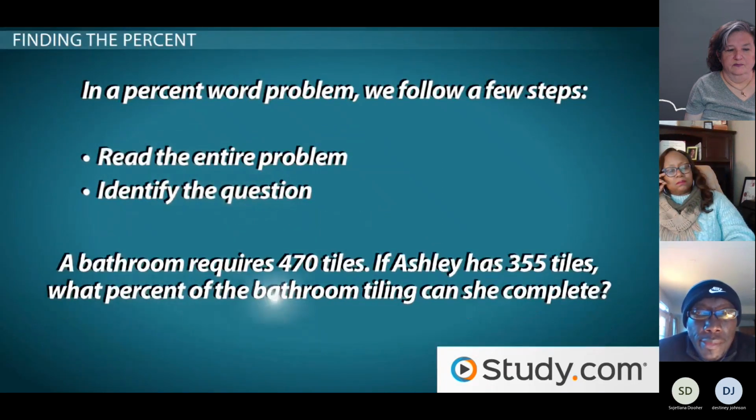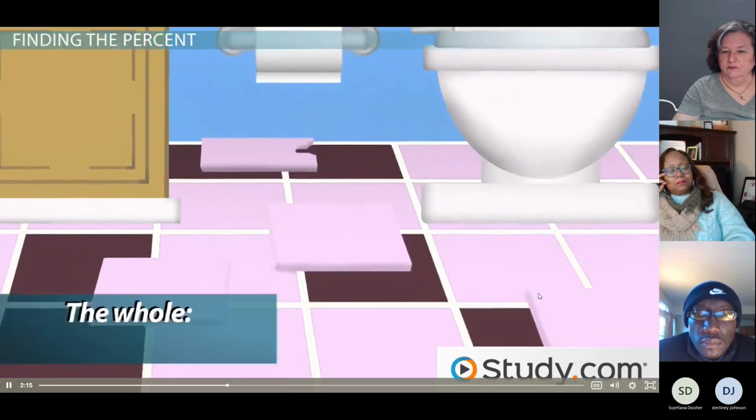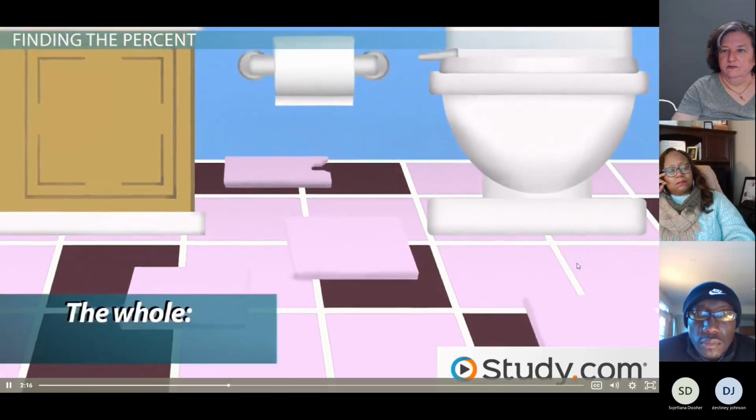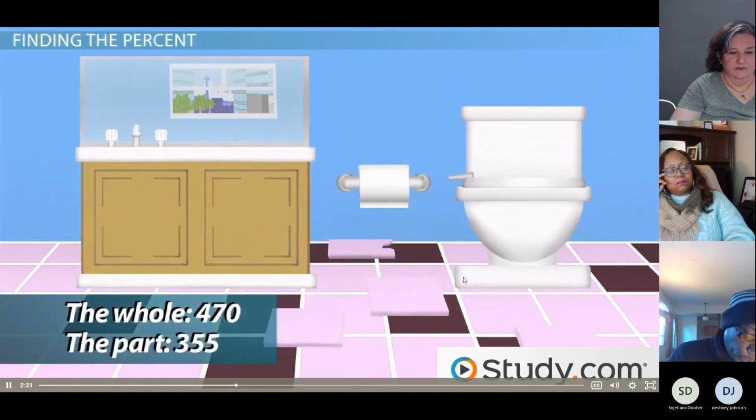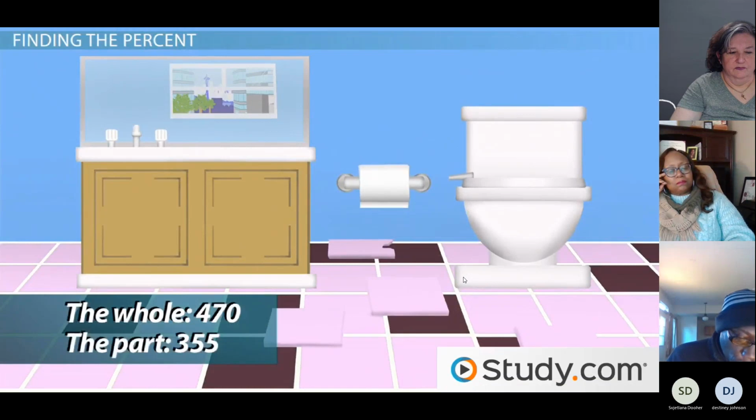We're trying to find the percent of the bathroom she can tile. What details do we know? We know the whole, that's 470. That's the total number of tiles she should have. We also know the part, 355. How do we solve it?